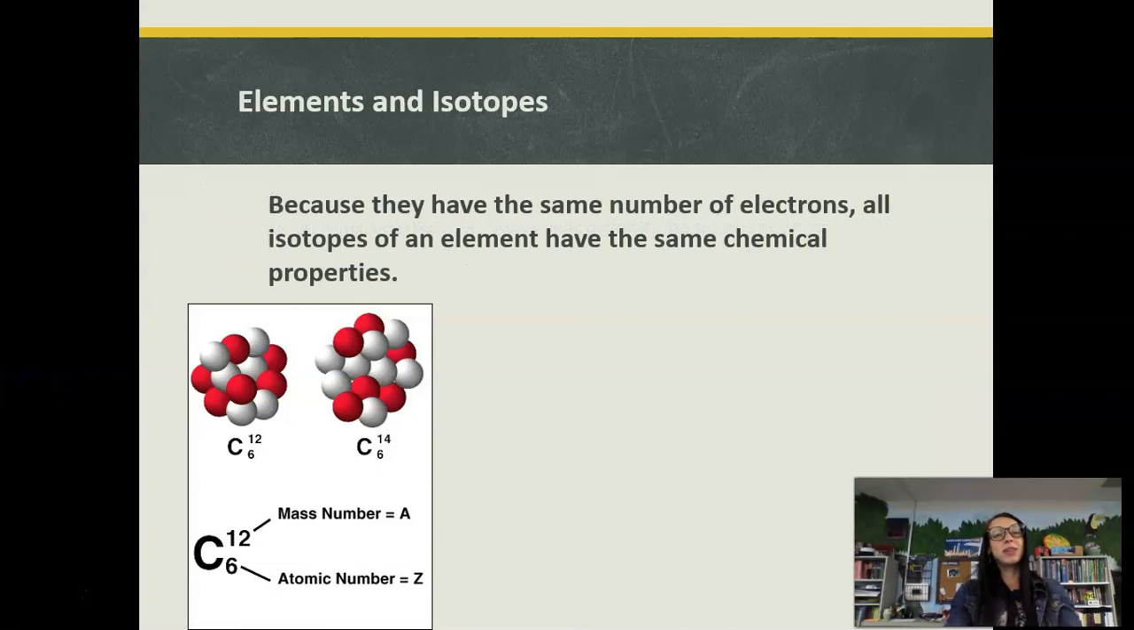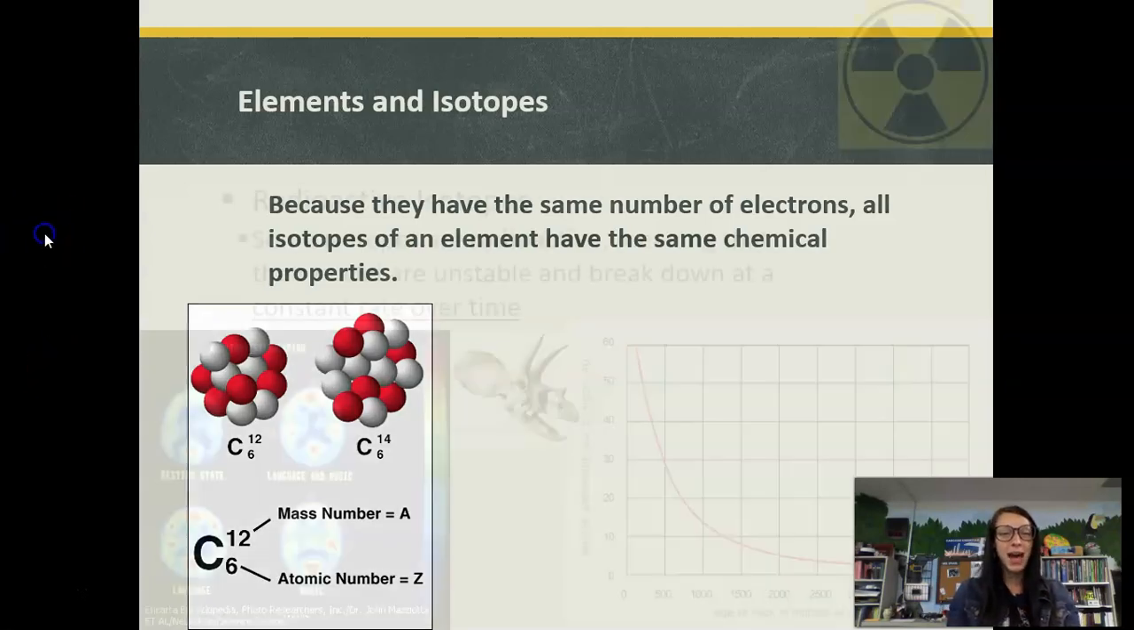Because they have the same number of electrons, all the isotopes of an element have the same chemical properties. Remember from physical science that it's the presence of electrons that actually give certain elements its chemical properties. So the only thing we're really changing is the mass. Remember that neutrons have a neutral charge, so they're not changing the charge of the element in general. They're, again, just changing the mass of the element.